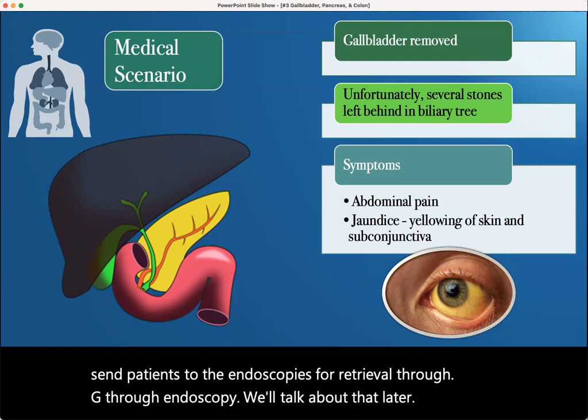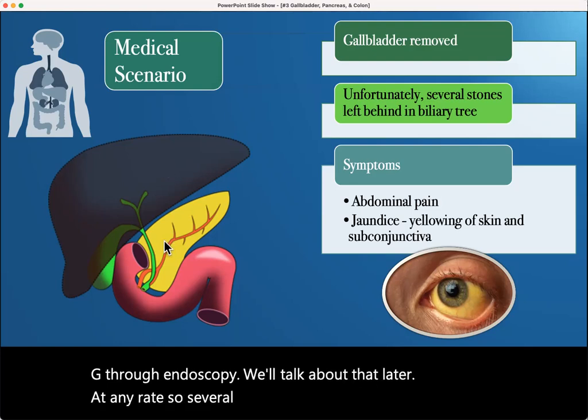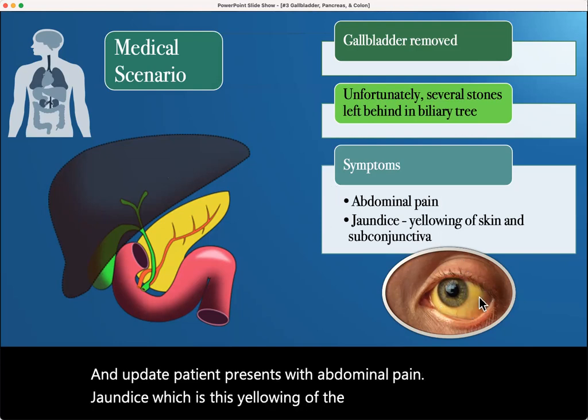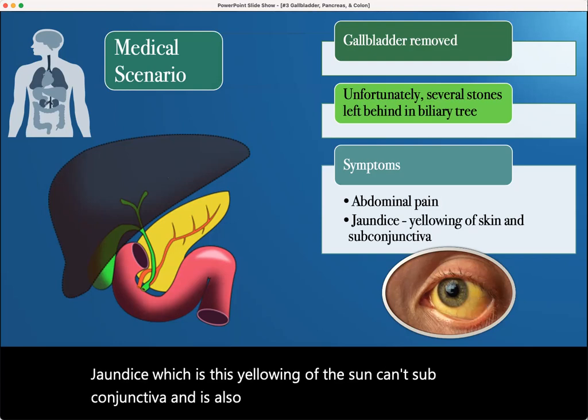At any rate, several stones are left behind in this biliary tree. And the patient presents with abdominal pain and jaundice, which is this yellowing of the subconjunctiva, and they'll also get yellowing of the skin.